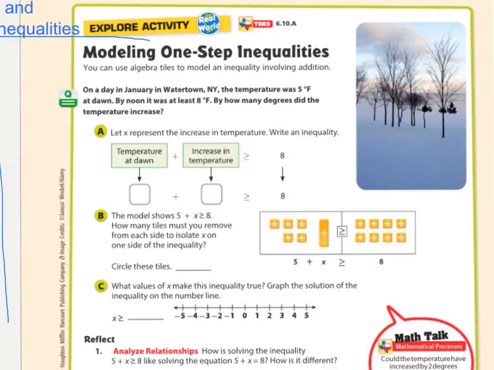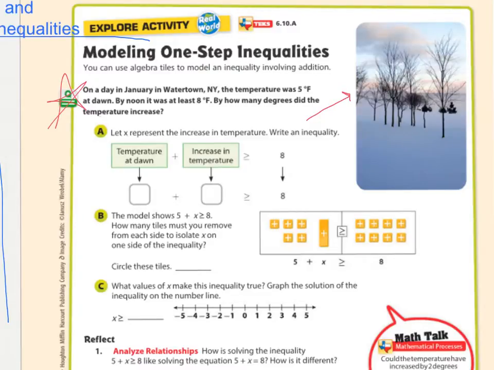On a day in January, right here, in Watertown, New York, the temperature was 5 degrees Fahrenheit at dawn. Now remember, dawn is when the sun is coming up, when it's early morning. This is a picture of what it looks like at dawn. And it was 5 degrees Fahrenheit. Not many of you have probably experienced that kind of cold before.